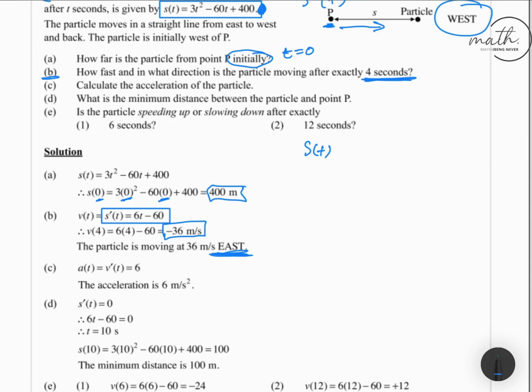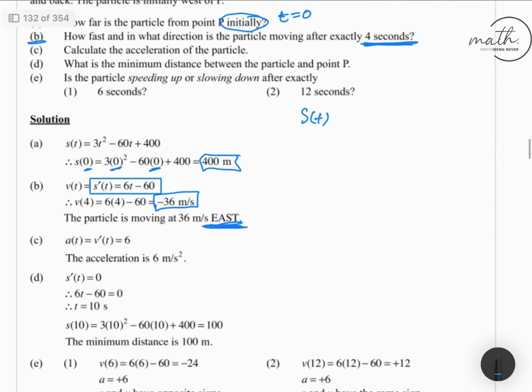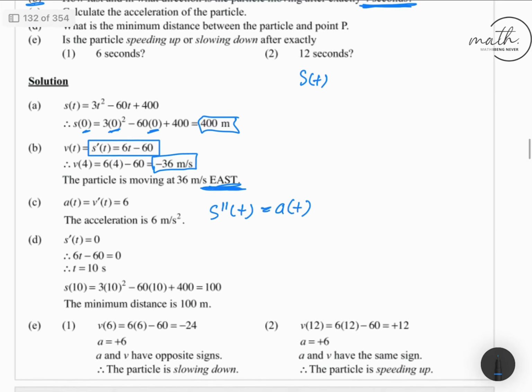C, calculate the acceleration of the particle. That's the second derivative. So you can just find s double prime of t, which is the same thing as the acceleration they're looking for. And then you get that it's 6 meters per second squared.